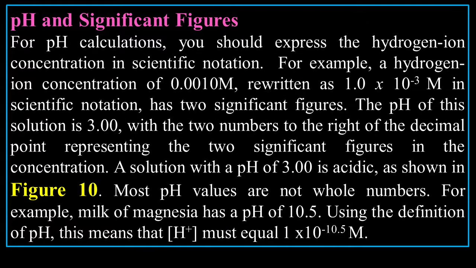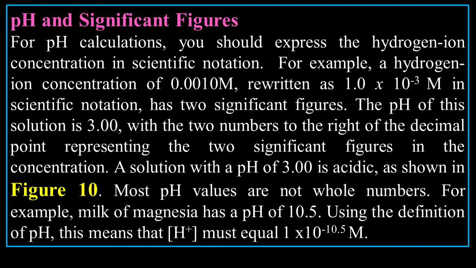pH and significant figures. For pH calculations, you should express the hydrogen ion concentration in scientific notation. For example, a hydrogen ion concentration of 0.0010 molar, rewritten as 1 times 10 to the negative 3 molar in scientific notation, has two significant figures. The pH of the solution is 3.00, with the two numbers to the right of the decimal point representing the two significant figures in the concentration. A solution with a pH of 3.00 is acidic, as shown in figure 10.